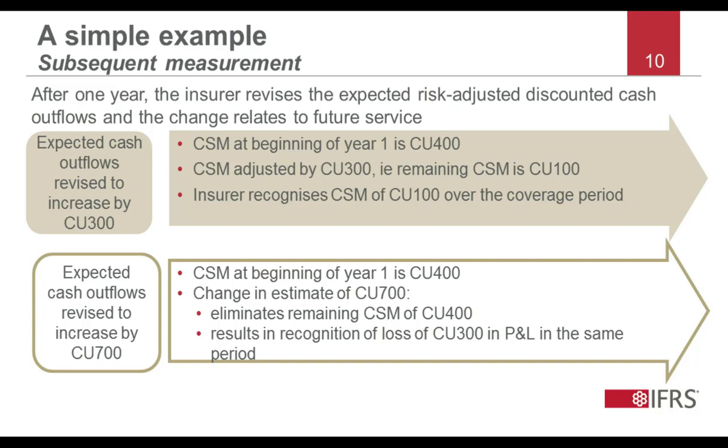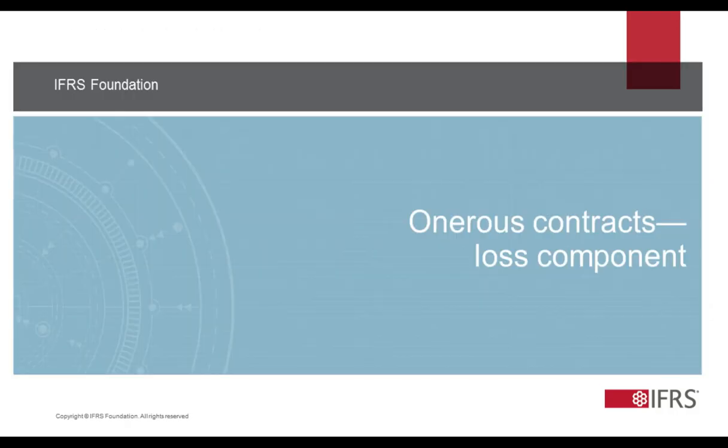The earlier slides discuss the subsequent measurement of the CSM, which will occur for a group of profitable contracts. The rest of the slides will discuss the measurement of the loss component, which occurs for a group of onerous, loss-making contracts.